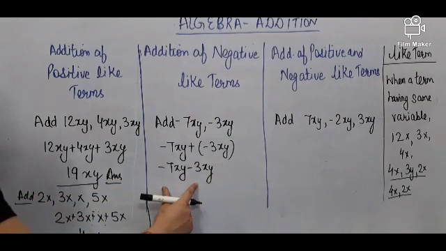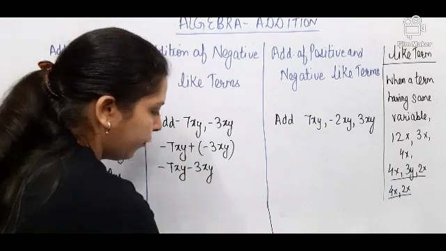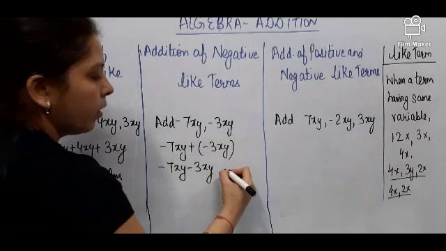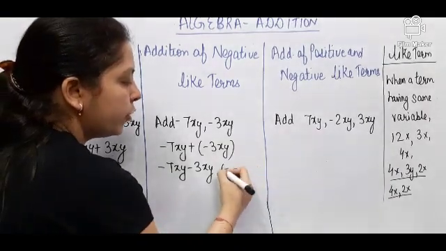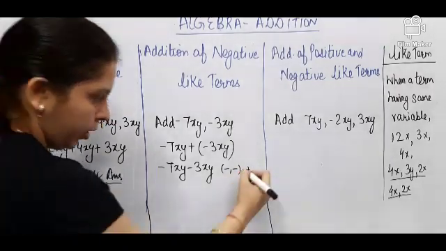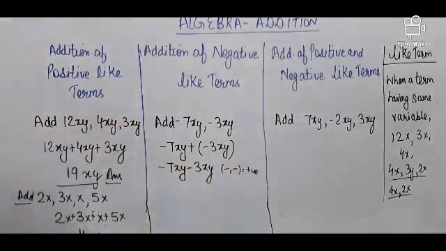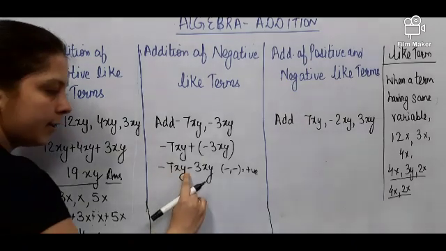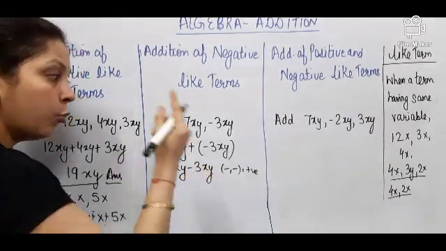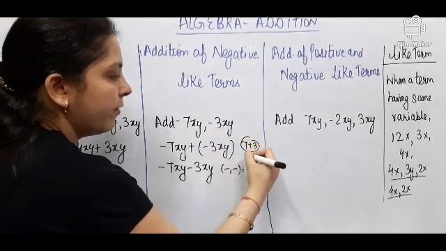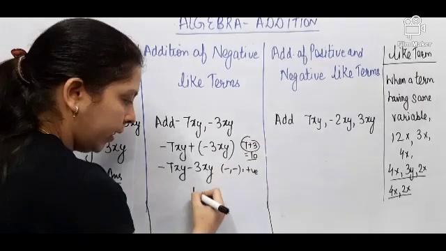Okay. Now there is one more rule. Now we have to add this. So how we'll do this? You know, the result of two negatives is positive. Okay. Result of two negatives is positive. It's very, very important. See how we'll do this. Minus 7xy minus 3xy. So what we'll do? Basically we'll do 7 plus 3. So 7 plus 3 is 10. Okay, write down 10 here.